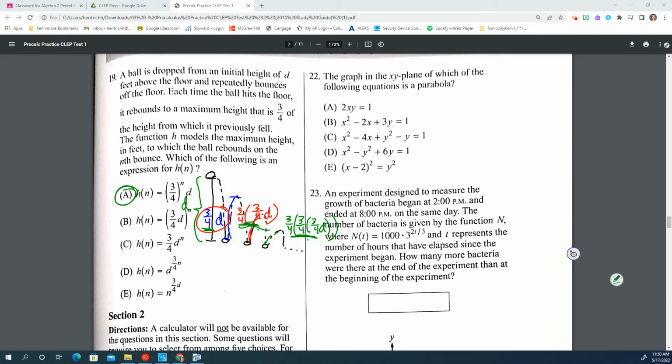Another way you could show this: after my first bounce, that was my height. After my second bounce, it's 3/4 squared. After my third bounce, 3/4 cubed. So that would work.